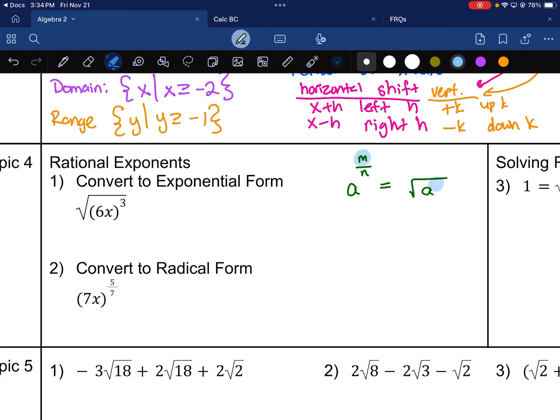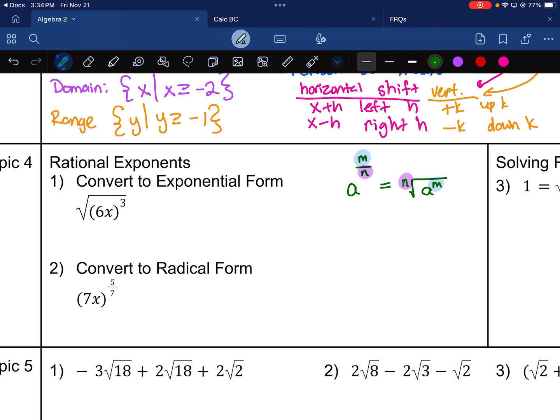So the m is going to be the power of this a. The n is always the index of your root. So the n is always the index here, so n. And that's how you convert it. Whether you're looking at the root, it's always going to go back to that power, or if you're looking at the power, it's going to convert to that root, okay?